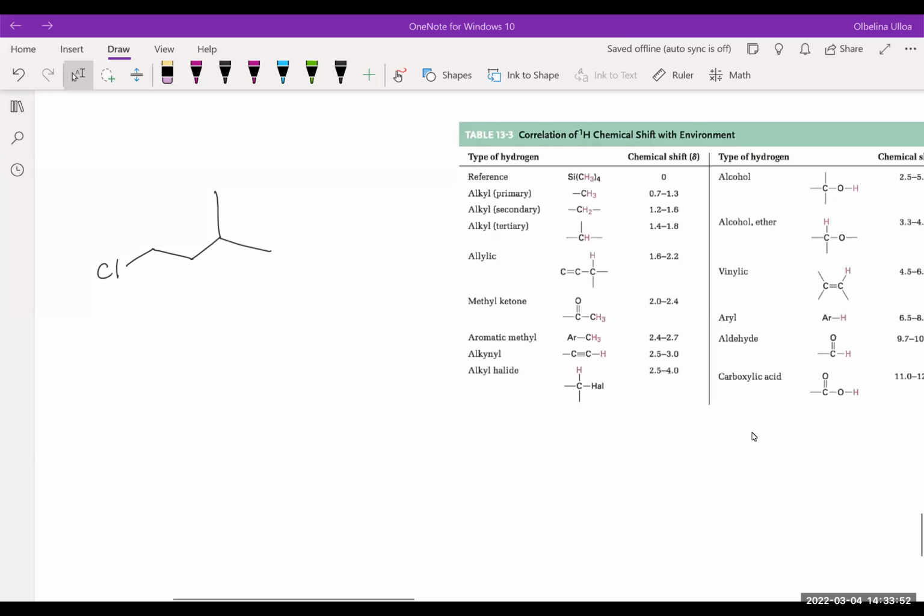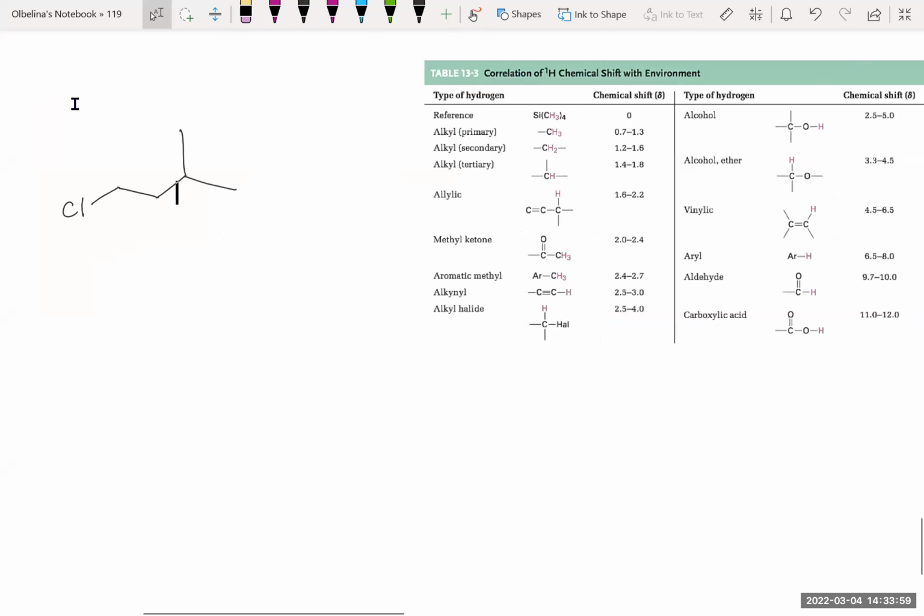Hello. Today we are going to practice drawing a proton NMR spectrum of this molecule here, this alkyl halide, as a way to practice the different parts of NMR, right? The different information that the data gives us. So on the right here, I have an NMR table. We're going to ignore it for a second, and we're just going to jump into this. So this molecule here would have four peaks in its 1H NMR spectrum.